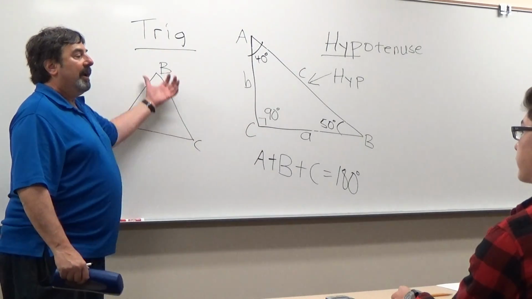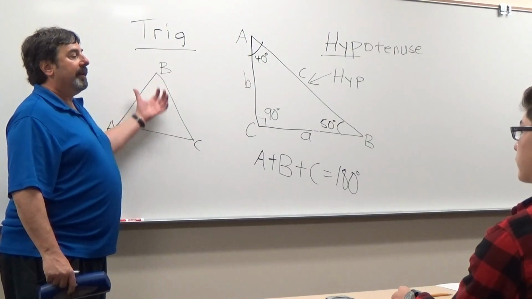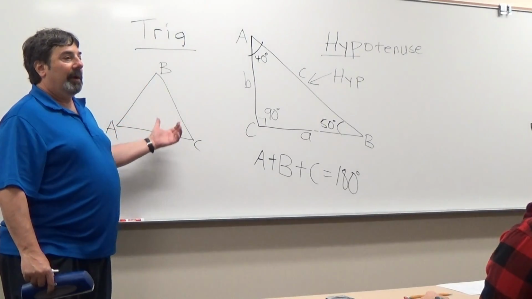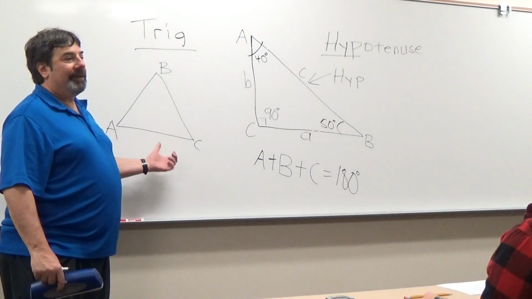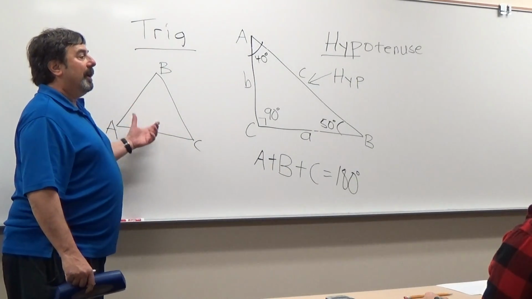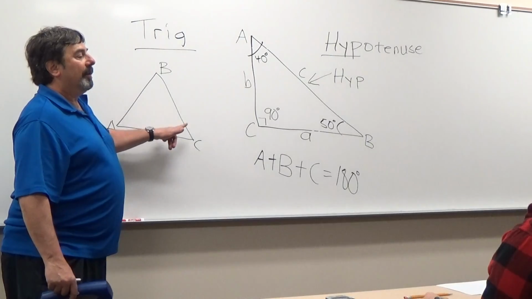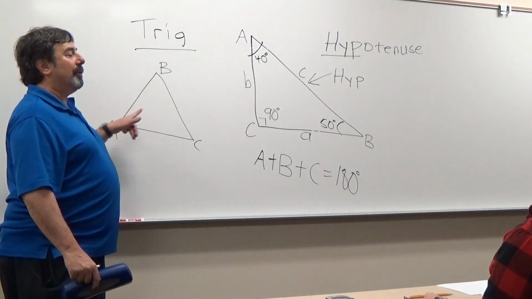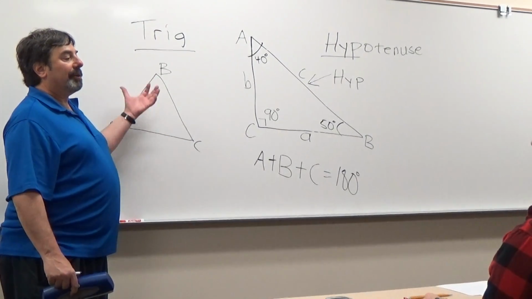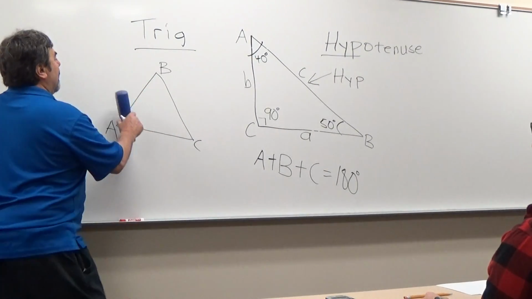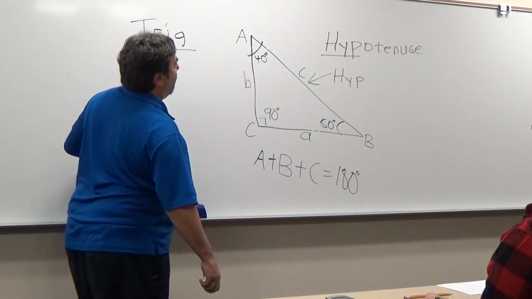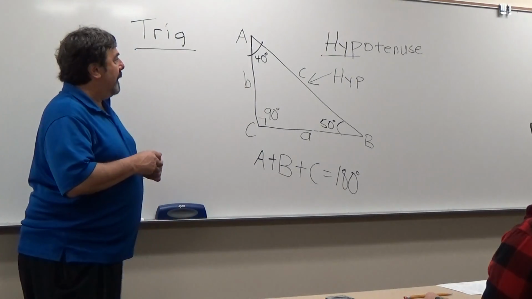We will get to these triangles where none of the angles is a right angle in a couple of weeks when we do the law of sines and the law of cosines. Then we'll get into solving for the lengths of the sides and the measure of the angles when none of the angles are 90 degrees. That's coming up. Okay, that'll come later. All right. So that's just a little background.